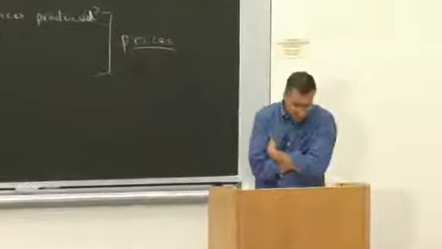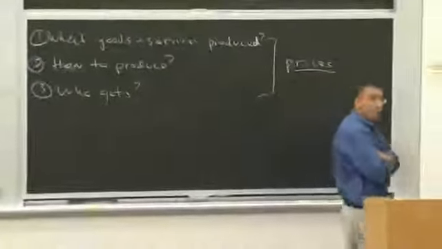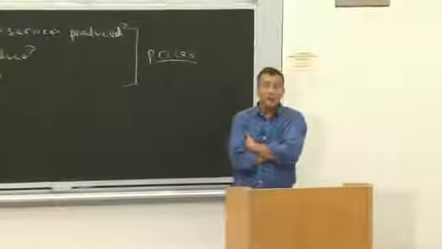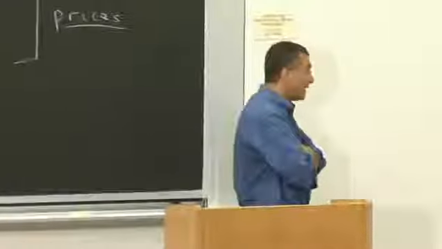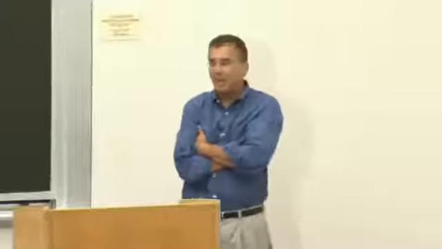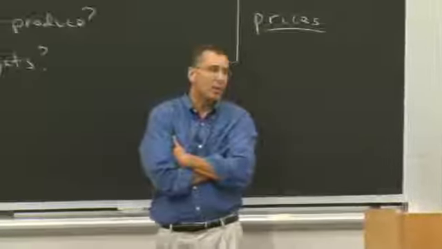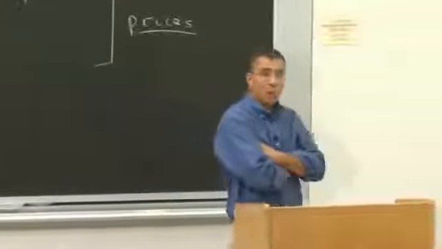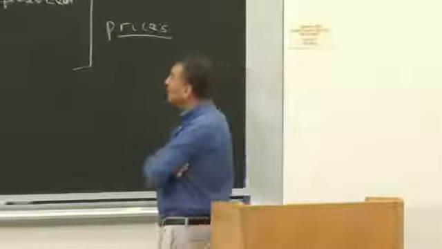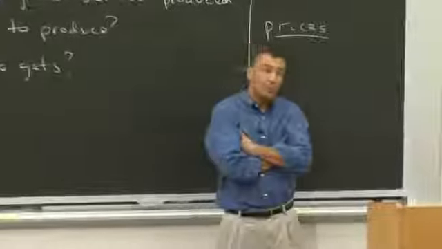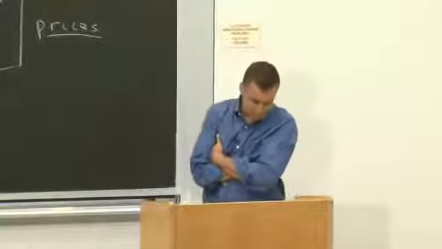Okay? And then finally, who's going to get the iPod? Well, they're going to make a certain amount. What decides who gets them? Well, the people who get them are the people who are willing to pay the price that Apple decides to charge. Some people are willing to pay that price. They're going to get an iPod. Some people are not willing to pay that price. They will not get an iPod. So the price in the market will ultimately decide who gets the iPod as well. Okay? So basically, prices will determine what gets produced, how it's produced, and who gets the goods that are produced.